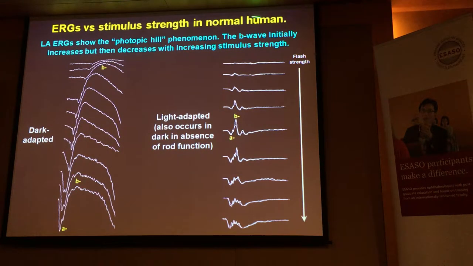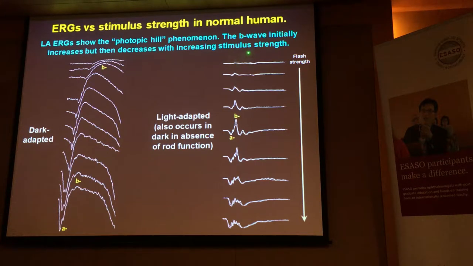So this is looking at stimulus strength, and rods and cones behave differently. In the rod system here, we've got our dim, very dim flash. Here's our ISCEV standard response with the B wave, and not much of an A wave. And as we increase stimulus strength, the A wave comes in, gets shorter, gets narrower. But the B wave is always significantly larger than the A wave. In the cone system, that's not true.